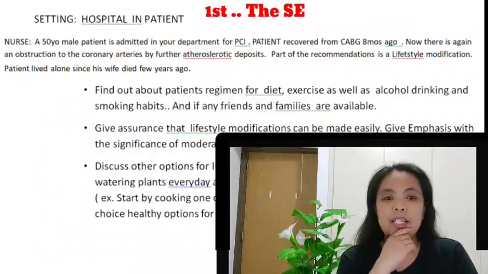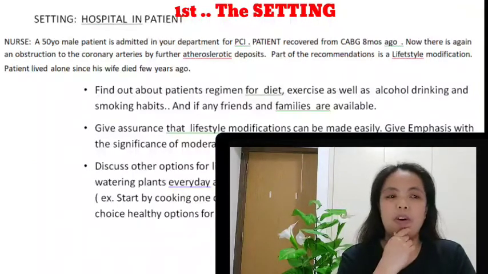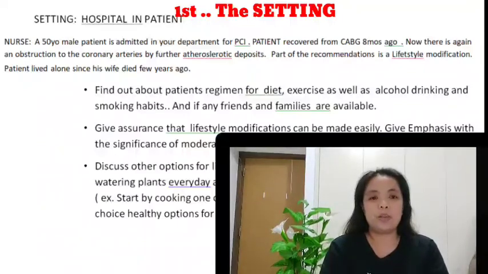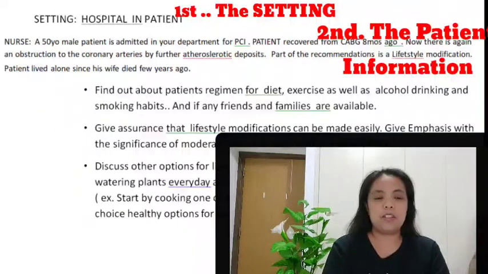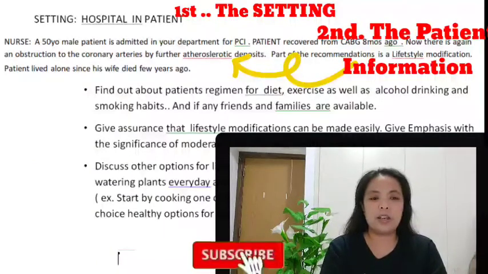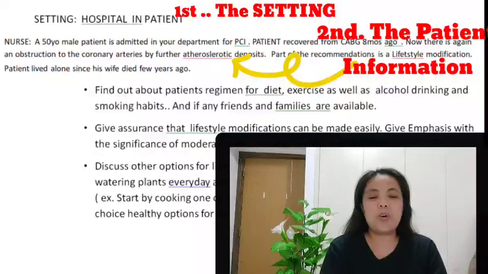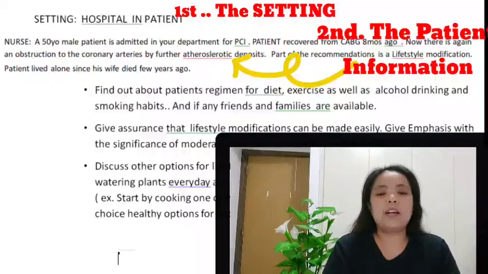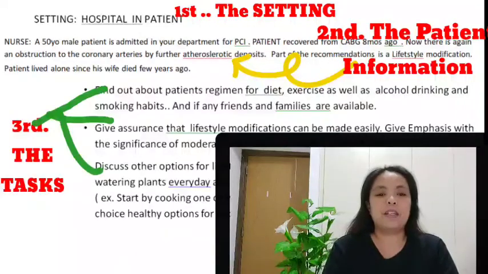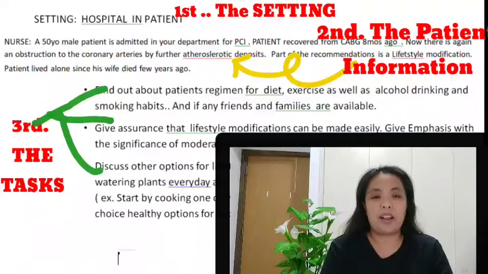First, we have the setting of the role play. So in this card, it is in the hospital setting. Second component is the patient information, and that includes the patient's medical problem, history, and in some cases, like in this card, the focus topic of your role play. Last but not the least, the third component of the task card is the task itself. Some role plays will have 3 or more tasks, some are less.